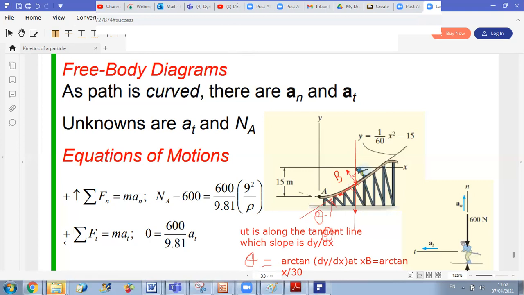Doctor, I did not quite understand the question. Okay, we just have contact, so the normal reaction is perpendicular to contact, right? The skier is going down the surface, correct? So the contact between the surface and the skier will be along the tangent to the path, because this is the skier and this is the path of motion.